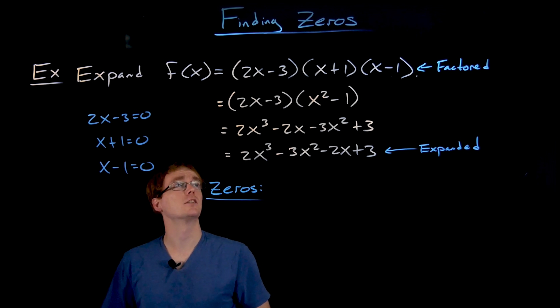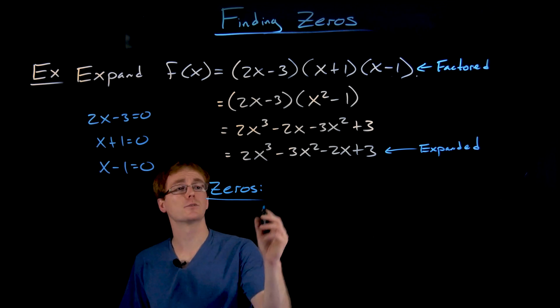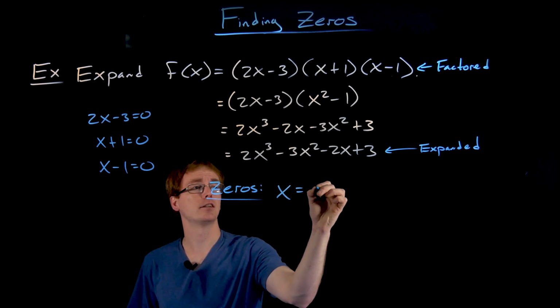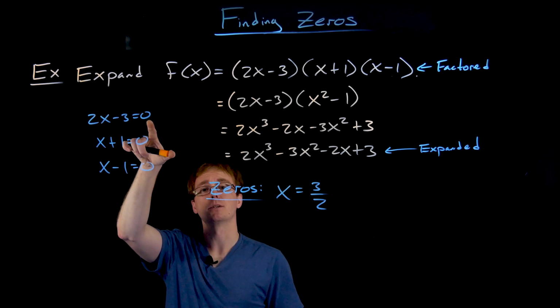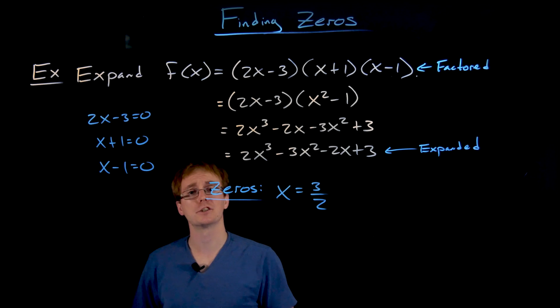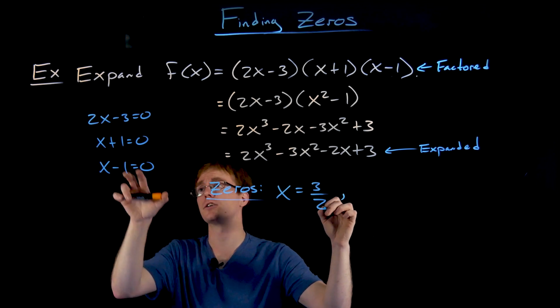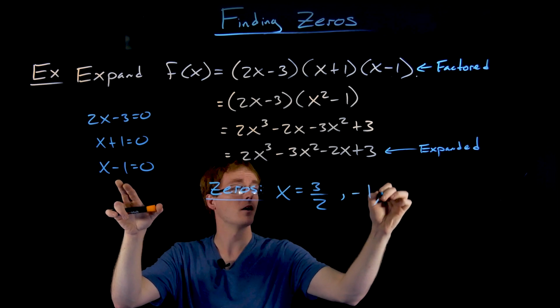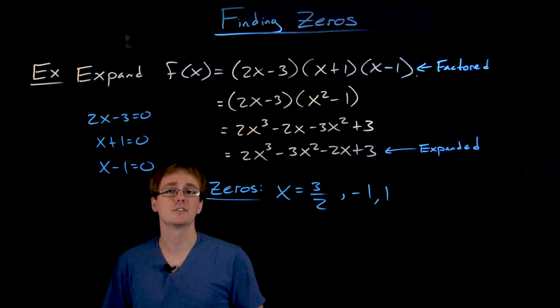Well, if we solve each of these little equations or factors set equal to 0, for 2x minus 3, our solution occurs when x is equal to 3 halves, right? We had to add that constant 3 to the other side and then divide by that coefficient in front of x to create this 0 at 3 halves. For other zeros at negative 1 and positive 1, there's a little bit less work involved, but technically we still are doing those same steps.